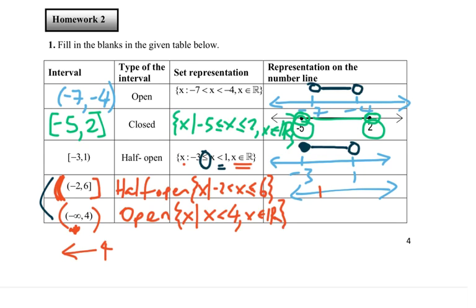The 2 values that are important are -2 and 6. Everything in between there is going to be included. 6 is included. -2 is not. Hollow dot for that.